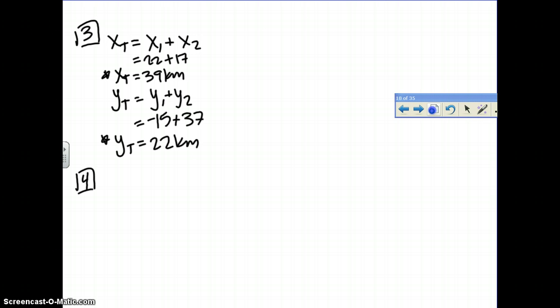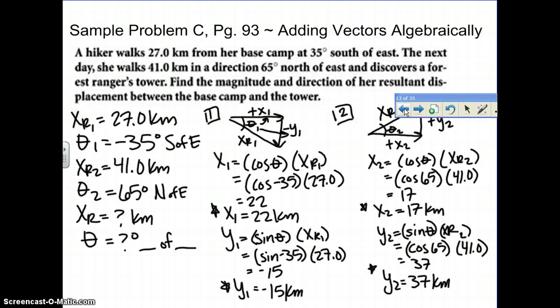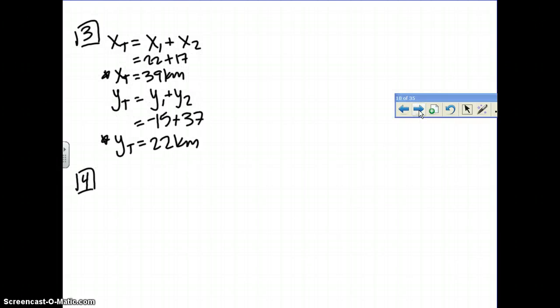Step number 4 is draw your new triangle. To draw your new triangle, we need to look back at day 1's triangle. In order to make this resultant line right here, guys, how did you have to travel first? Did you do X component first or Y component first? You had to do X component first. So that would mean for your new triangle, you want to go a positive 39 and a positive 22. So here's the theta that we're trying to solve for. Here's the resultant we're trying to solve for. Here's X total. Here's Y total.